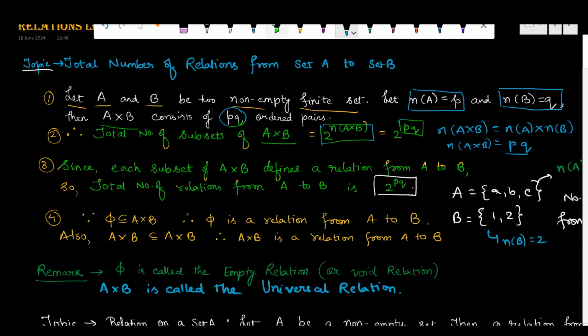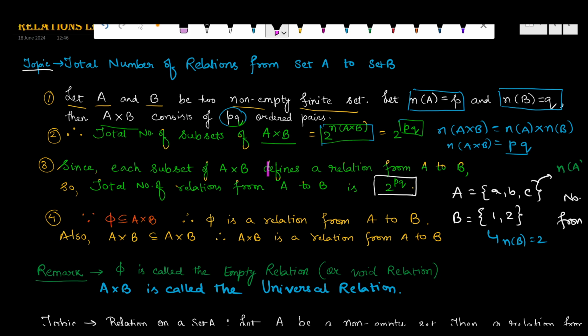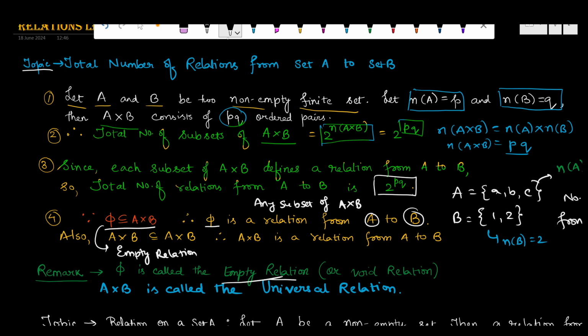Now see over here, since phi is a subset of A cross B, here phi means the empty set, right? So phi is a relation from A to B, as from the definition any subset of A cross B is a relation from set A to set B. So phi is a subset of A cross B, therefore phi is a relation from set A to B, and phi is called the empty relation.